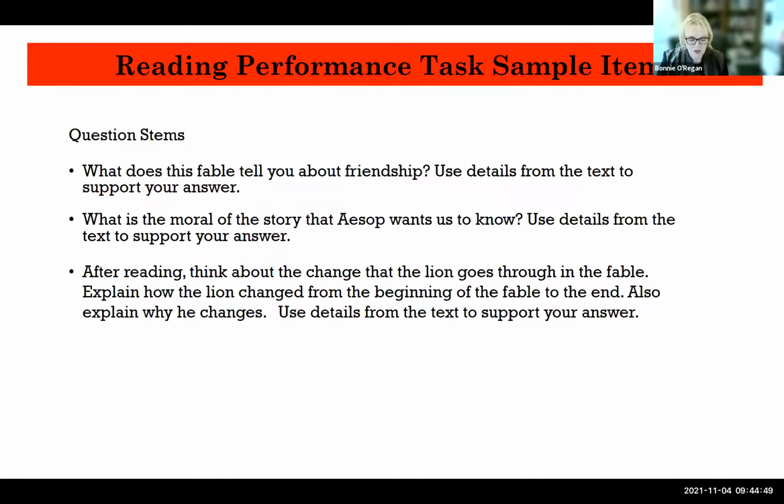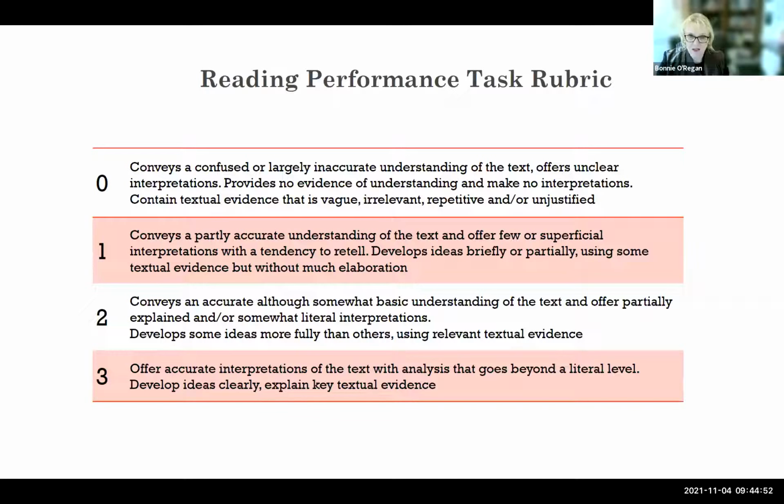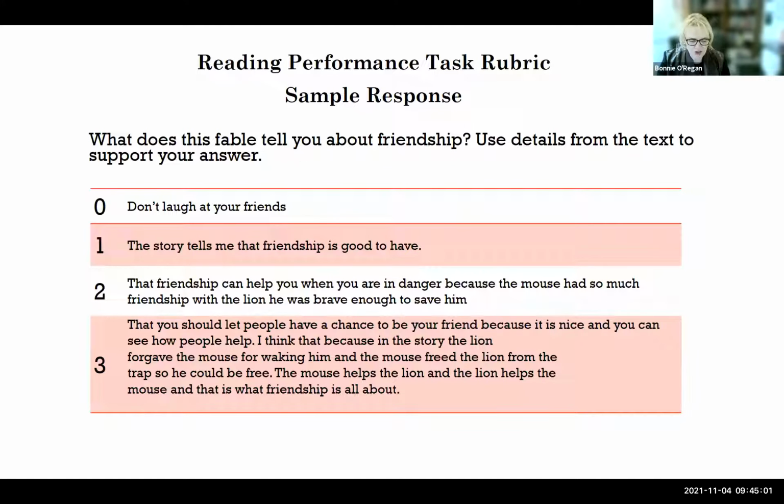The students' responses are then scored on a rubric that indicates their demonstrated ability to analyze and interpret the fable. For instance, in response to the question about what the fable tells you about friendship, a student that provides no evidence of understanding and makes no interpretations would say, you shouldn't laugh at your friends. A response that the story tells friendship is good conveys a superficial interpretation of the text. By expanding on this idea and explaining why friendship is good to have, the student goes beyond the literal level, and you see that in the scores of 2 and 3 on the rubric.